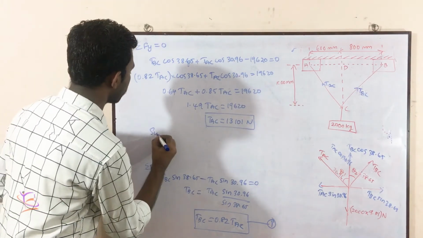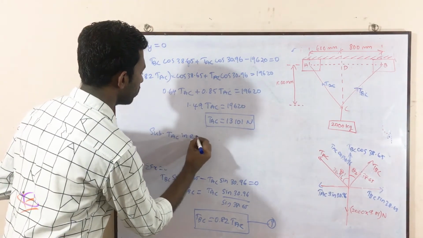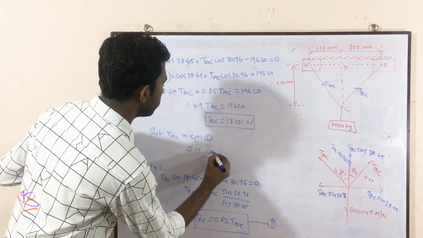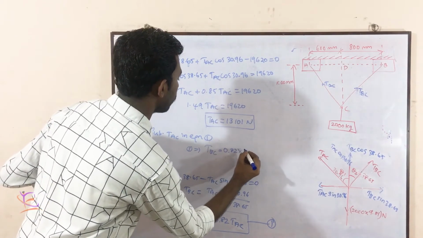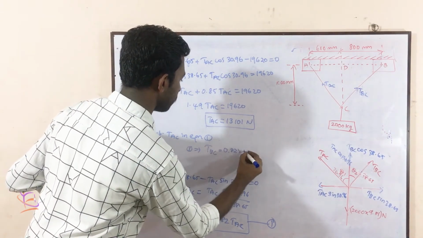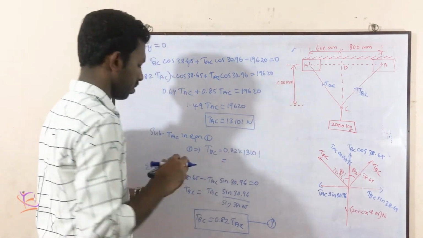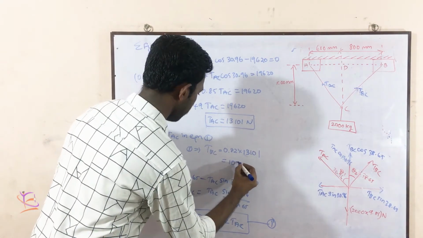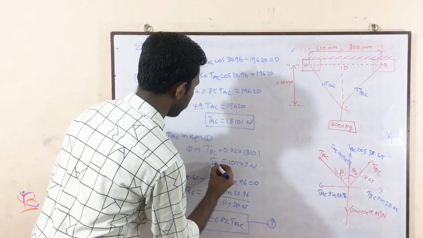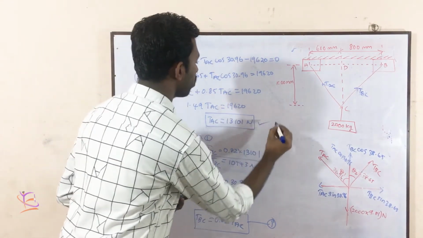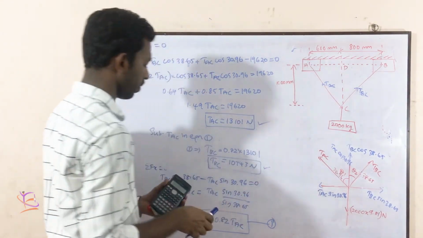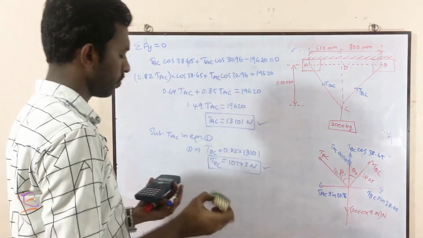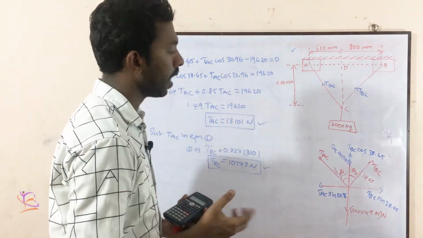You can substitute TAC in equation 1. TBC is equal to 0.82 of TAC, which is 10743 Newton. Okay, now you know the value for TAC and TBC. So this is all the thing given for calculation. Now we have completed the algebraic method.